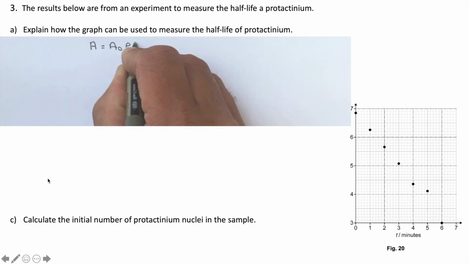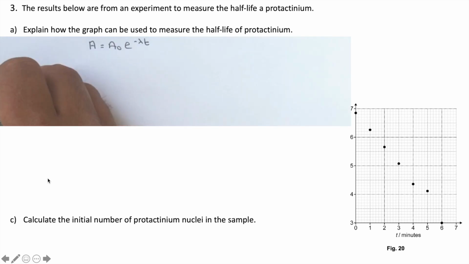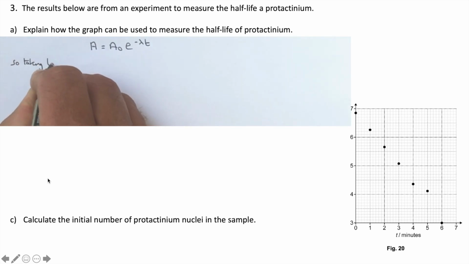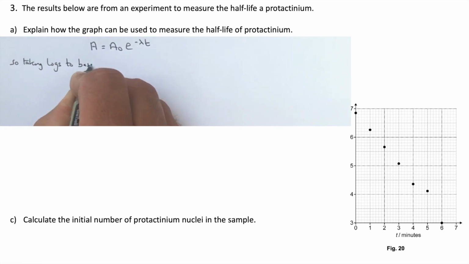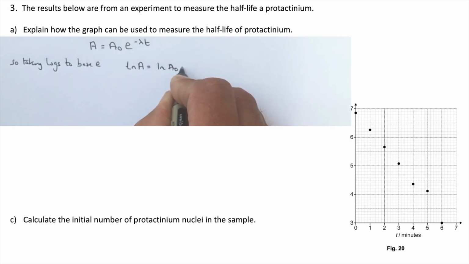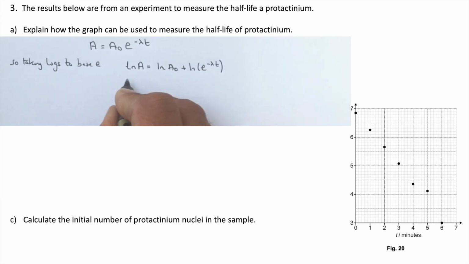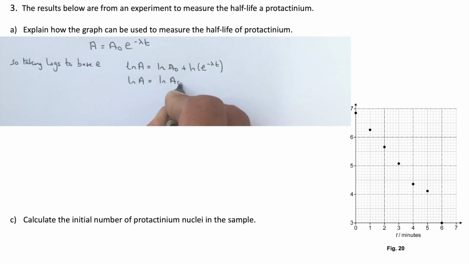So we have to prove this by taking logs of the equation A equals A0 e to the minus lambda t and rearranging in the form y equals mx plus c. The log of A equals the log of A0 plus the log of e to the minus lambda t. Notice I've kept this step to make it really clear to the examiners what I'm doing. So this gives the log of A equals the log of A0 minus lambda t.